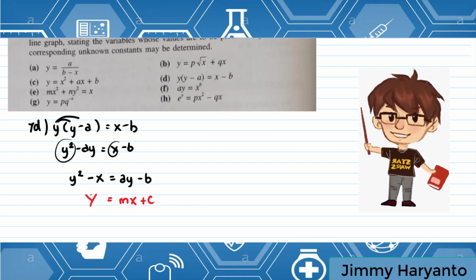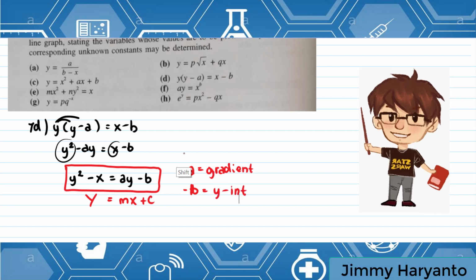So the y is y squared minus x against y. You can also use y as long as the form is similar to y equals mx plus c. And then we have to explain what a and b are. A is the gradient, or you can say slope, and then the minus b is the y-intercept. Okay, that is for 7d.